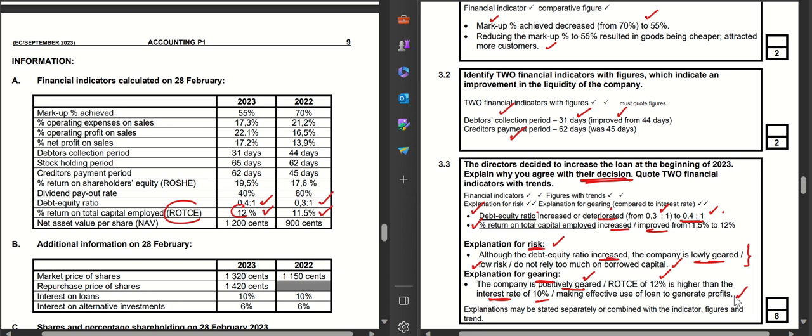We are positively geared. Dear learners, please continue practicing. Whenever you see such indicators, you have to know which group they belong to, and you must be able to quote the name, the trend, and the figures. And you must also be able to bring in an explanation.